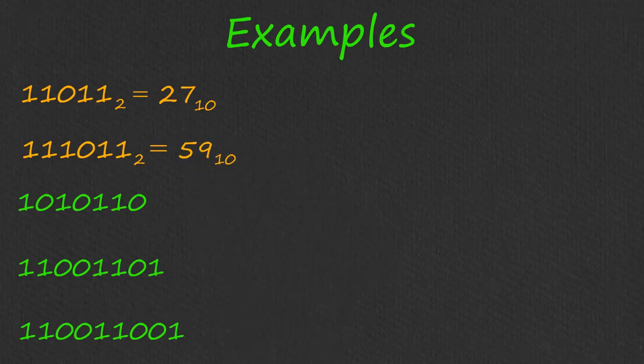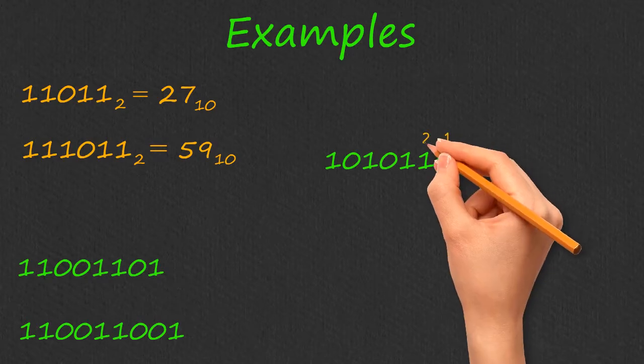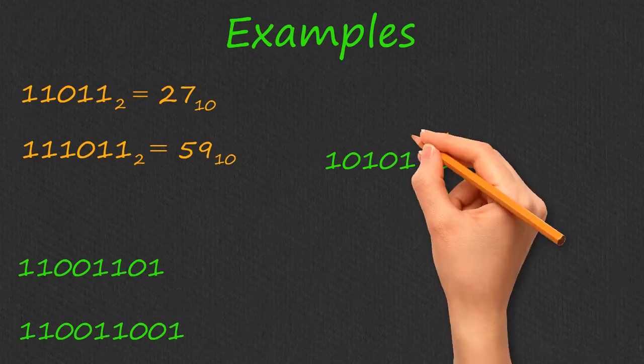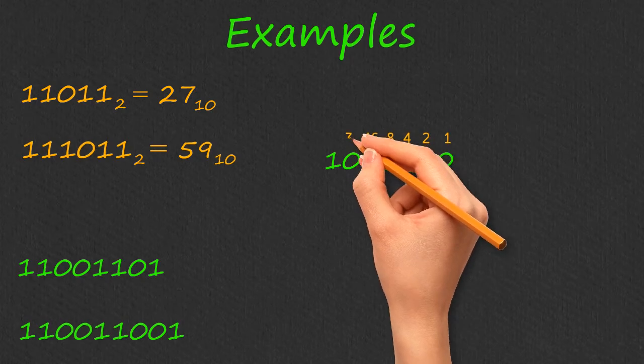Our next number is 1010110. Start by placing a 1 on top of the rightmost digit, which is 0 in this number. Then double this place value to 2 when moving across to the left. The next place value will be the double of 2, which is 4, and place this above the next digit to the left. Next is the double of 4, which is 8, next is 16, next is 32, and the last is 64.